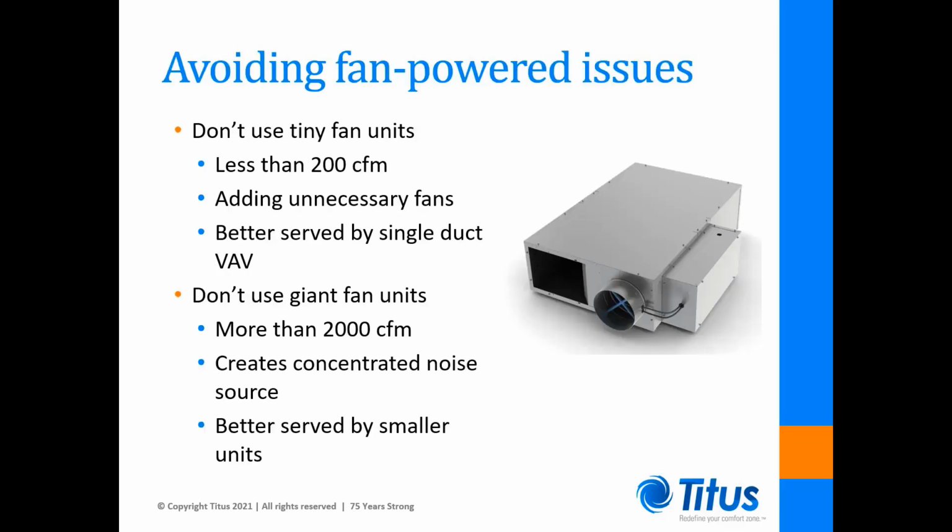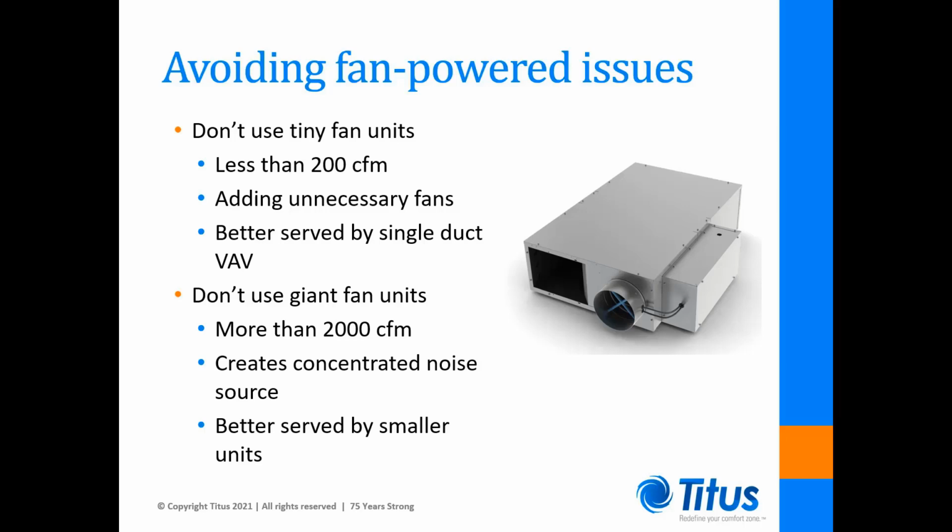While we're on the topic of fan-powered terminals, it's worth saying that it makes sense to limit both the minimum and maximum design airflows for these units. I'm often asked to select fan terminals to handle less than 200 CFM. I call that tiny fan box syndrome. It happens when a designer places a fan terminal in every space, including every closet and vestibule, regardless of size. To me, it makes no sense to place another fan into a ceiling plenum if it's not necessary. I would encourage serving these small spaces with single duct VAV terminals instead.